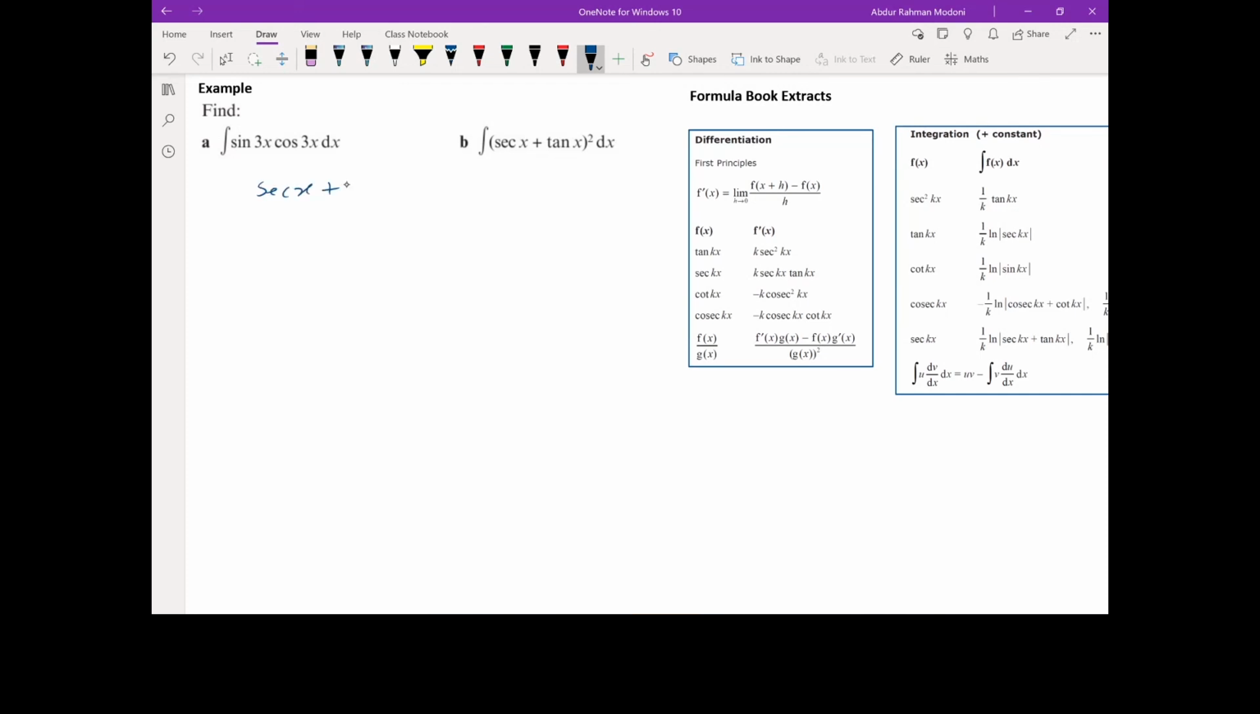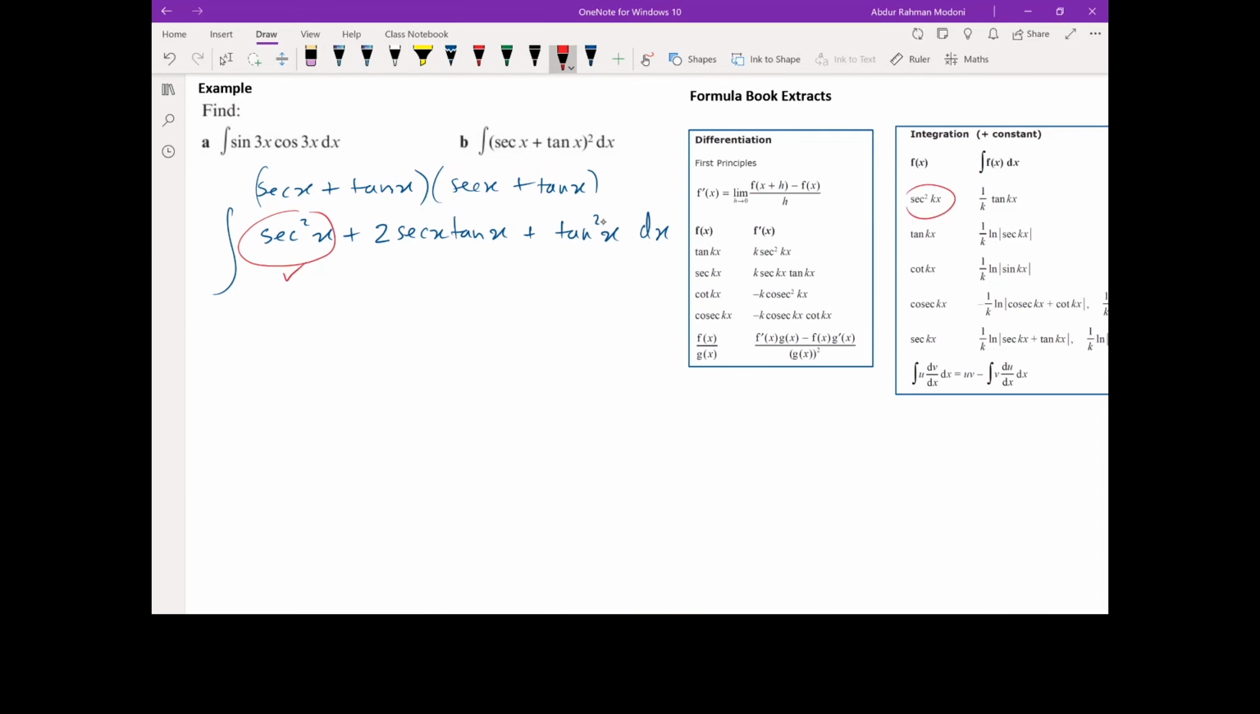So sec x plus tan x all squared is this, and so then this gets us sec squared x plus 2 lots of sec x tan x plus tan squared x. So this is what we're trying to integrate. First of all, do we know the integral of sec squared? Well, this one we know how to integrate, because that's the standard result.